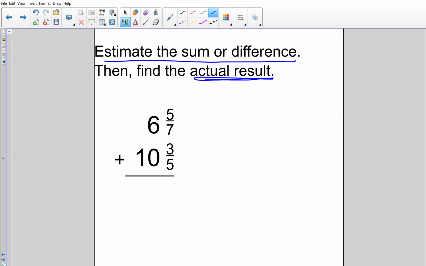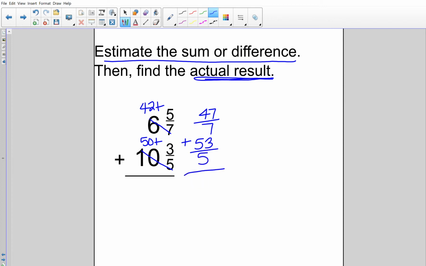I would add that in my calculator and get my actual result as a mixed number. Okay, so I'm going to only do this the long way for those of you who are trying to do that. So to find the actual result, I do 6 times 7 is 42, plus 5 is going to give me 47 over 7. Okay, 10 times 5 is 50, plus 3 is 53 over 5.